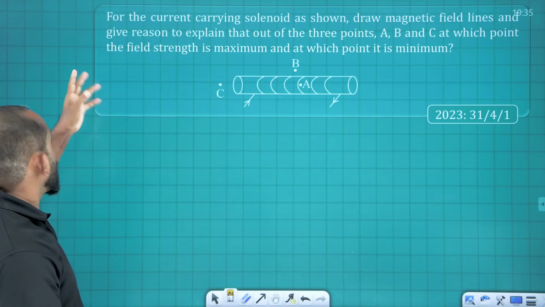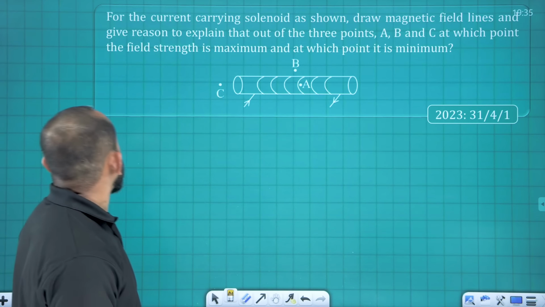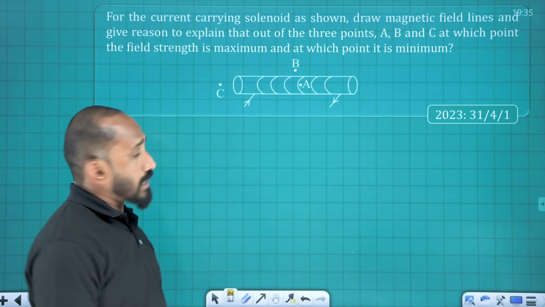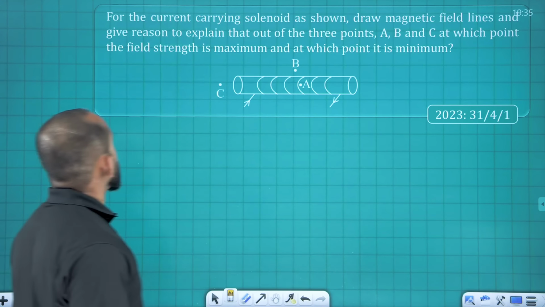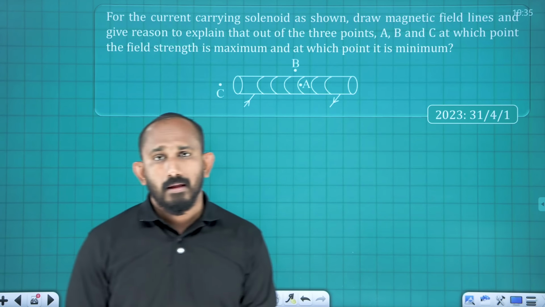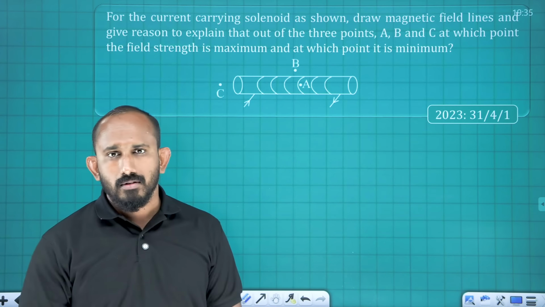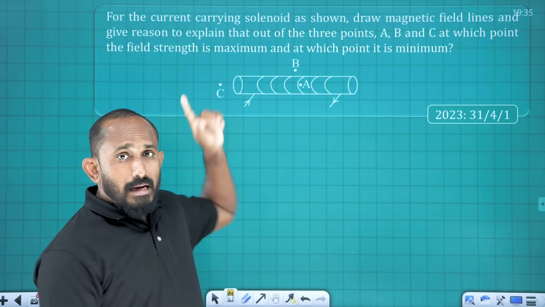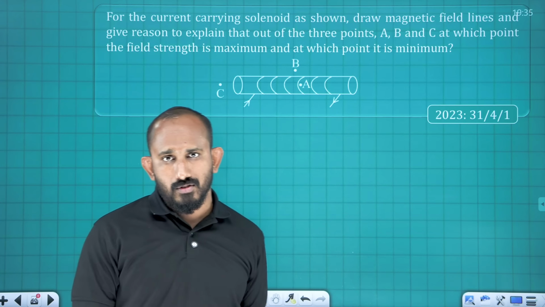Another question. For the current carrying solenoid as shown, draw the magnetic field lines and give reason to explain that out of the 3 points A, B and C, at which point the field strength is maximum and at which point it is minimum. Regarding the solenoid, one more question here. First part, then 2 marks, like that the questions came. So, magnetic field lines you already know how to draw. The field pattern was shown in the previous slides.